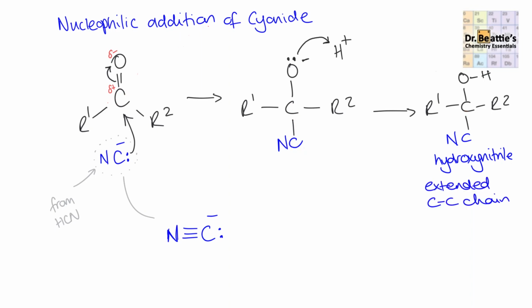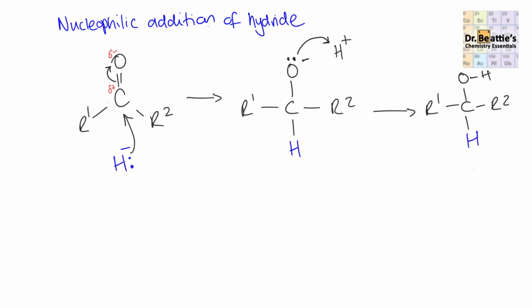The other nucleophilic addition mechanism that you need to be able to do is that of the addition of hydride. Again, this follows exactly the same format, except this time your nucleophile is a hydrogen with a negative charge and a lone pair. And so you're forming a carbon-hydrogen bond here and a carbon-hydrogen bond here. Now it's really important because it is a reduction.